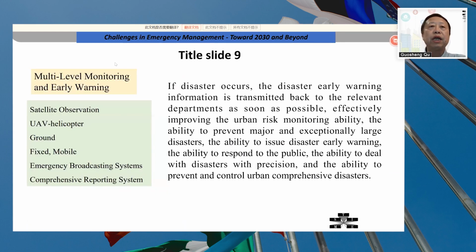So if a disaster occurs, the disaster early warning information is transmitted back to the relevant departments as soon as possible. So we divided the multi-level monitoring and early warning: satellite observation, UAV, helicopter, and ground, and the fixed, mobile, and emergency broadcasting system, and also the comprehensive reporting system.